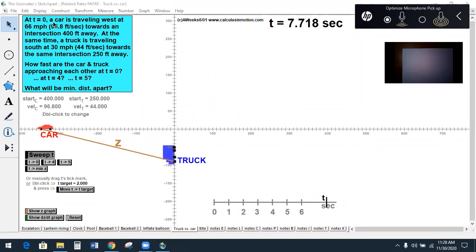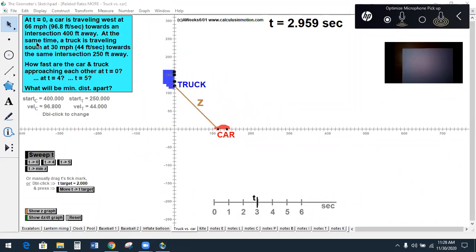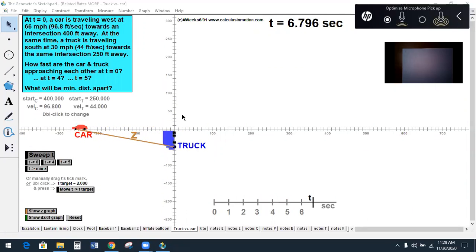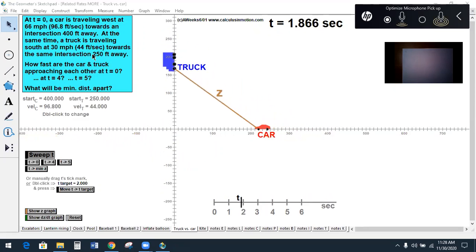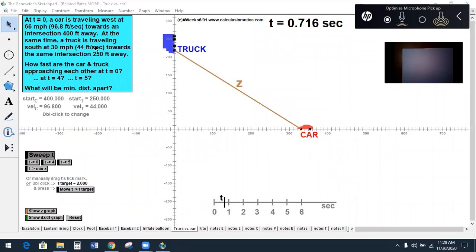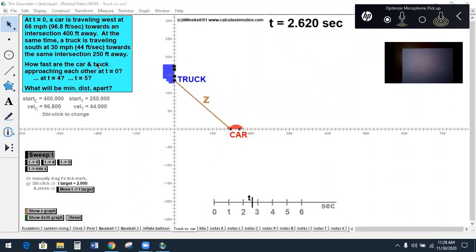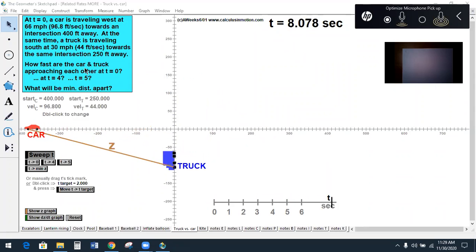Car travels west at 96.8 feet per second towards an intersection 400 feet away. At the same time, a truck is traveling south at 44 feet per second towards the same intersection 250 feet away. Let's pause there and think about that. They gave us a lot of information. They gave us the rate for the car and how far away the car was. And then they give us the rate for the truck and how far away the truck was. So they gave us all of that. And the question is, how fast are they approaching each other at that time 0?